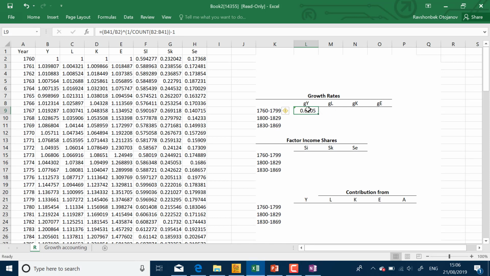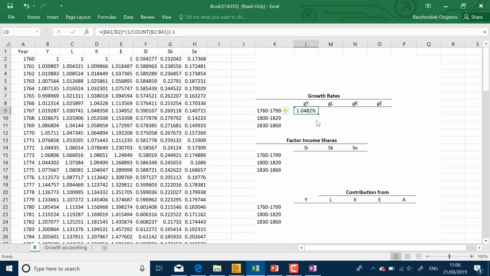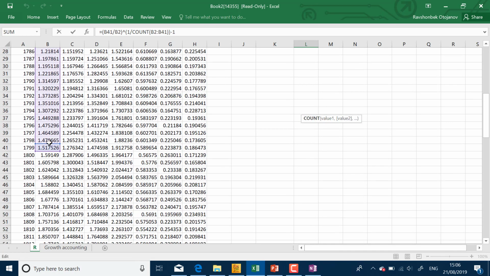So that's that. I can actually, if I want to, convert that into a percentage as well. If I just click here, the percentage mark, it gives 2 decimal places, but I want a more precise result. So I'll extend the decimals to 3 decimal points, or 4 here. So this formula is now calculating the growth rate.